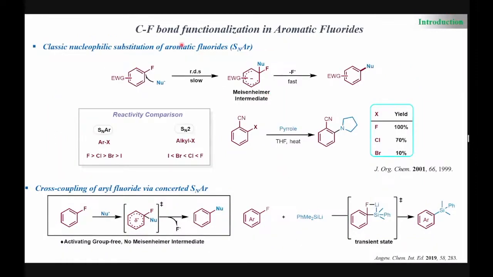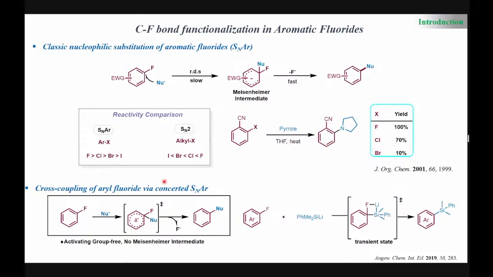The first one is the classic nucleophilic substitution of aromatic fluorides. This addition-elimination sequence is only effective for these activated electron-deficient arenes. One feature of this reaction is that the reactivity decreases in the order like this, which is entirely opposite from the SN2 reactions of the aliphatic halides. Here is an example. This activated halobenzene in the presence of pyrrole undergoes the SNAr process to give this compound, and this fluorine-substituted benzene got the highest yield among these substituents.